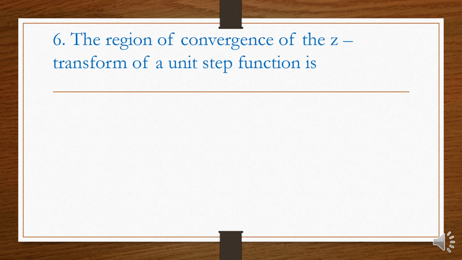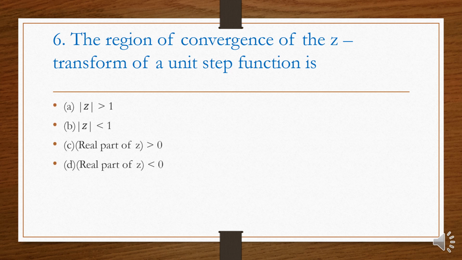Next question. The region of convergence of Z transform of a unit step function is option A, modulus of Z greater than 1, option B, modulus of Z less than 1, option C, real part of Z greater than 0, option D, real part of Z less than 0. The answer is option A, modulus of Z greater than 1.